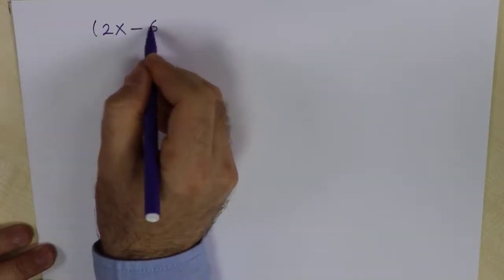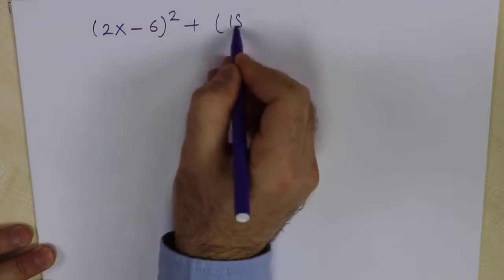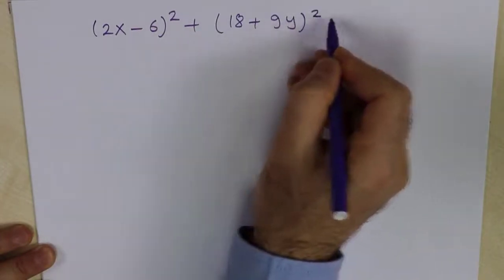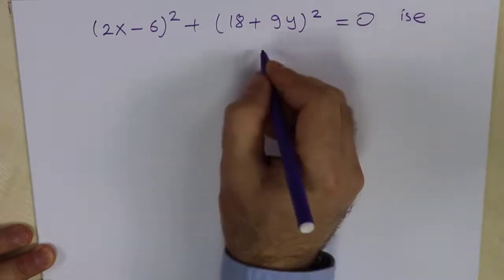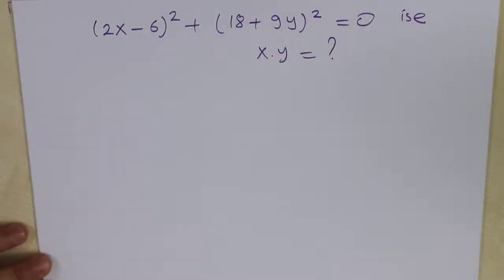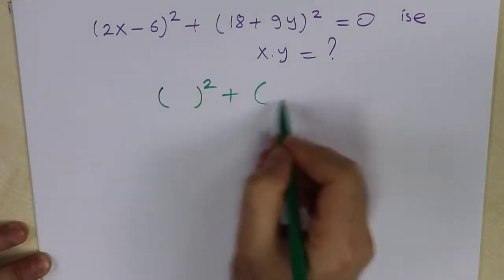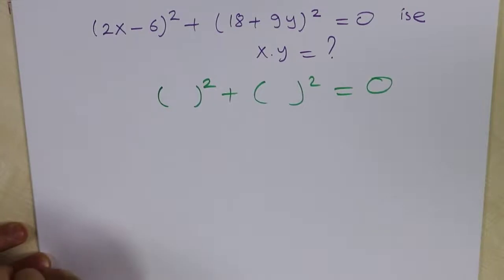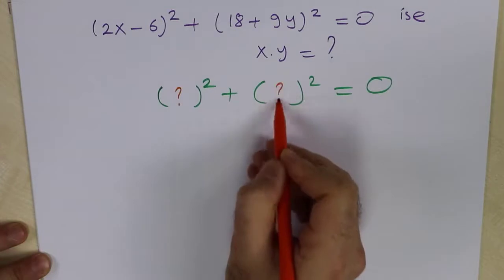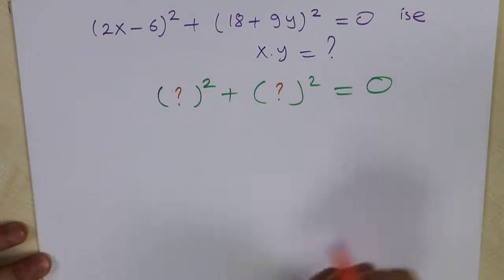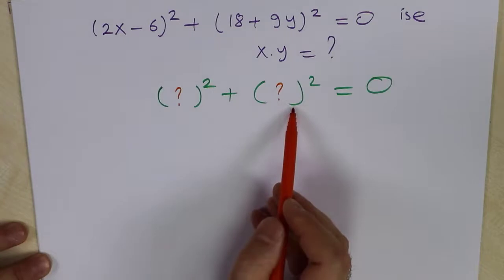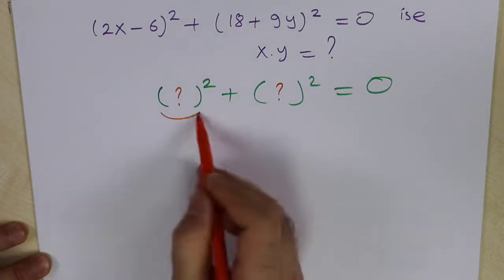If the summation of (2x minus 6) all to power 2 plus (18 plus 9y) all to power 2 equals 0, then what is the value of x times y? When we have squared and added expressions that equal to 0, then whatever inside these parentheses which are squared cannot be negative. Either it will be 0 or positive after squaring.